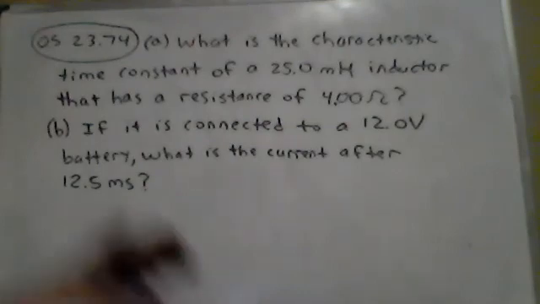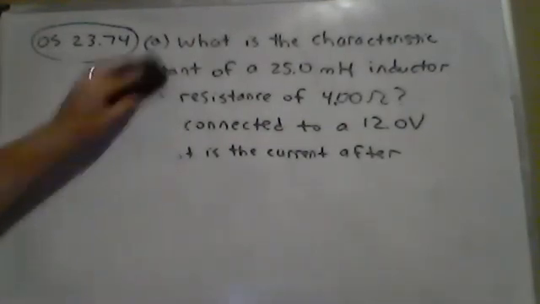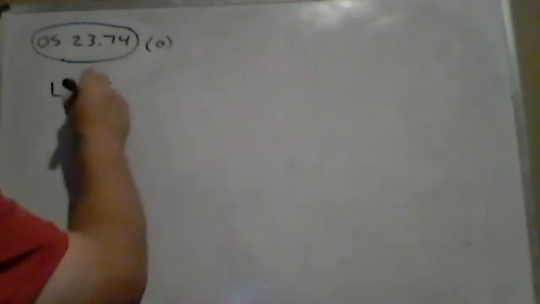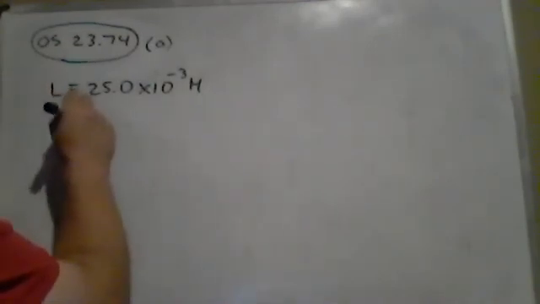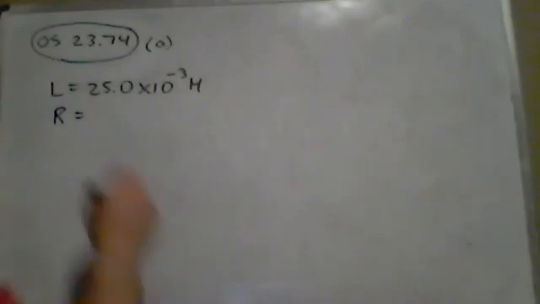All right. So for real estate purposes, let's erase. All right. A. So what do we know? As I pointed out in the problem, we know the self-inductance is 25.0 times 10 to the negative 3 henries. We also know the resistance, and that is 4.00 ohms.